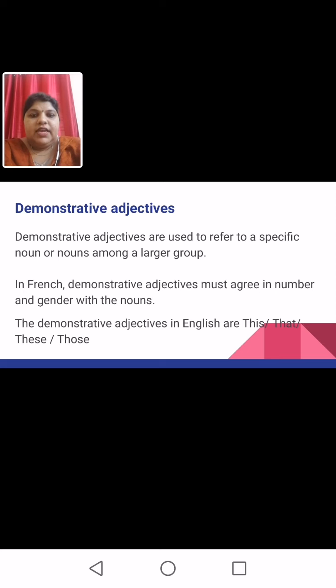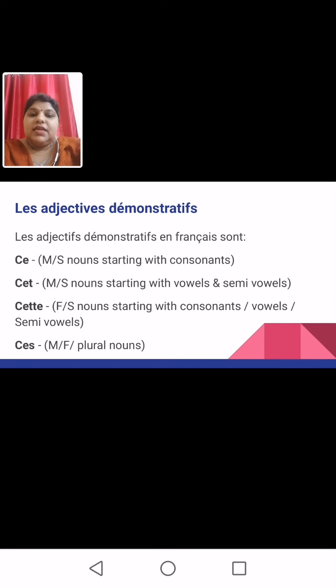So, correspondingly, in French you have 4 demonstrative adjectives, and in French the demonstrative adjectives should agree in number and gender with the noun that it qualifies. Number means singular or plural, gender means masculine or feminine. Let's see which are the demonstrative adjectives in French. Les adjectifs démonstratifs en français sont.